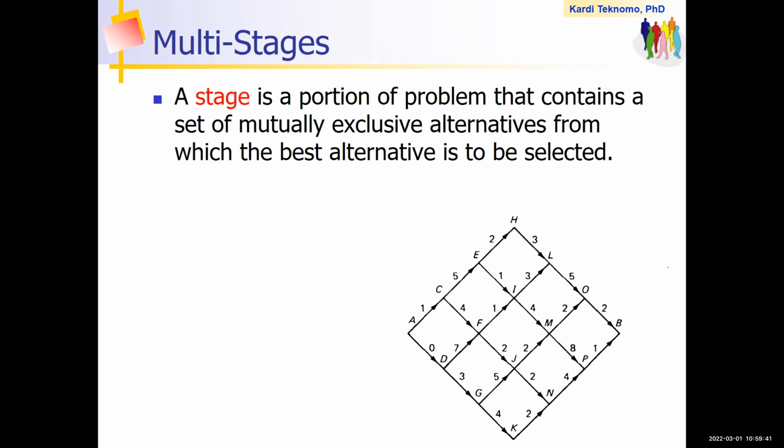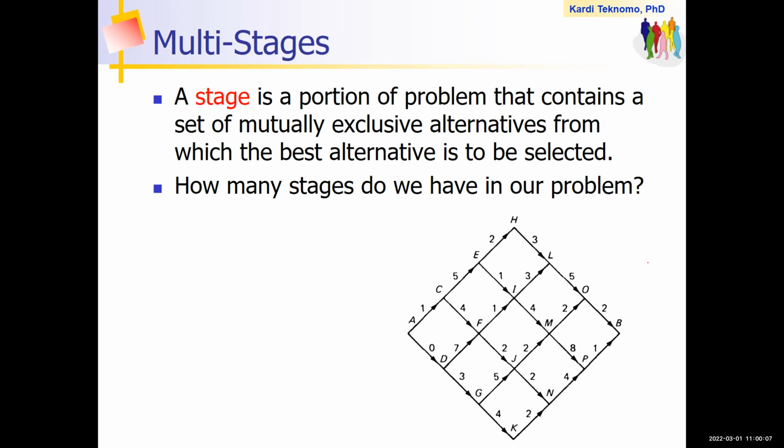So the way to do it in dynamic programming is to think in terms of stages. Okay? So that's why we call it multi-stage. So a stage is a portion of the problem, a sub-problem, that contains a set of mutually exclusive alternatives from which the best alternative is to be selected. So in our problem, how many stages? Okay, how many stages do we have in our problem? What do you think?